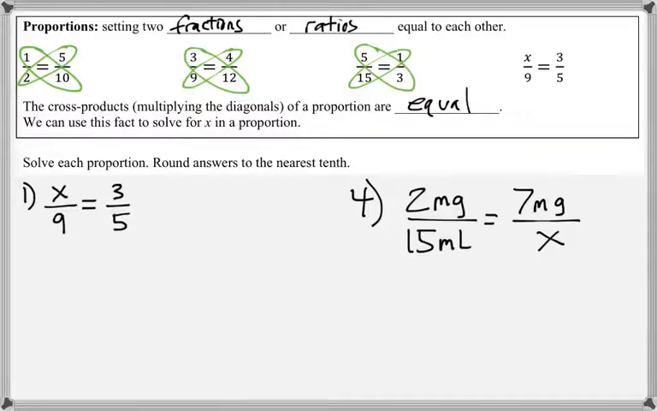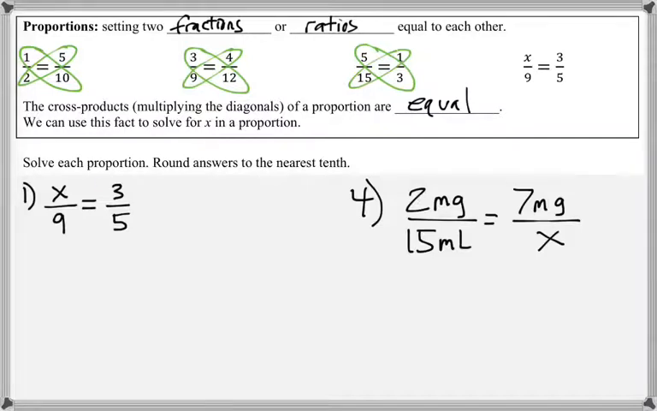So many times you're going to see an x in the proportion, and we can use this cross products fact to solve for x. So it says solve each proportion and then round the answers to the nearest tenth. So there's really two different ways to do this, and you can do either way.